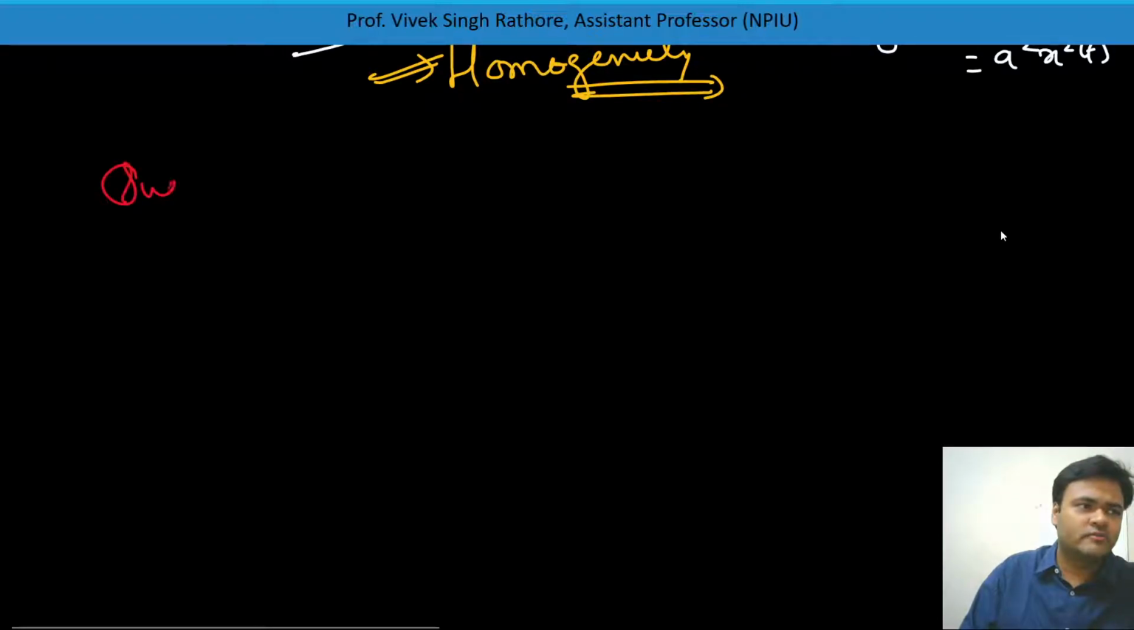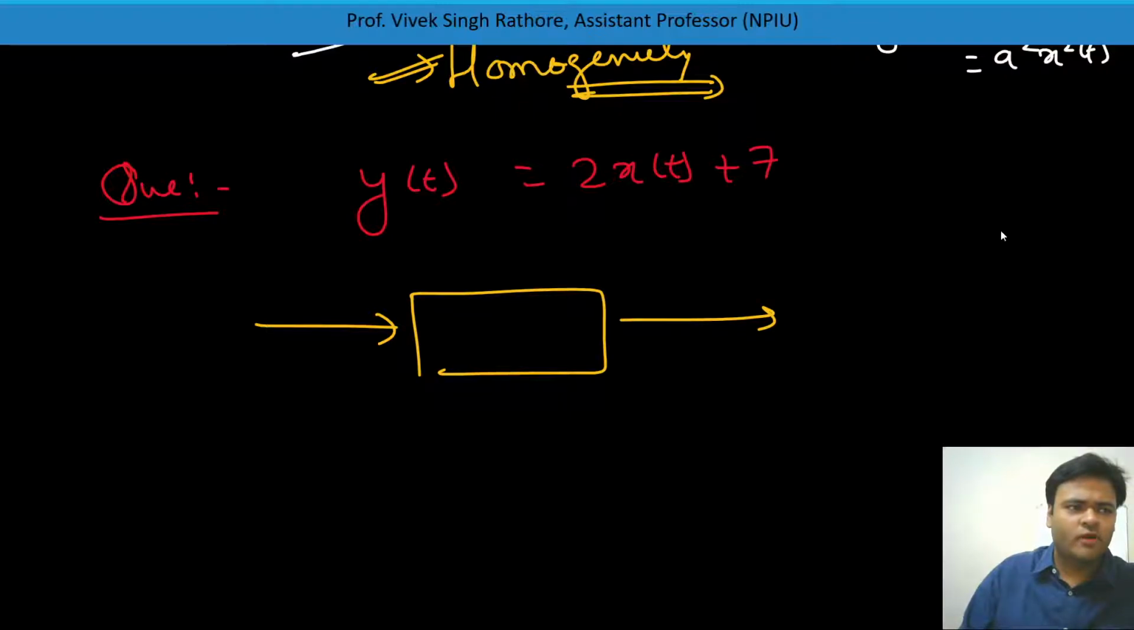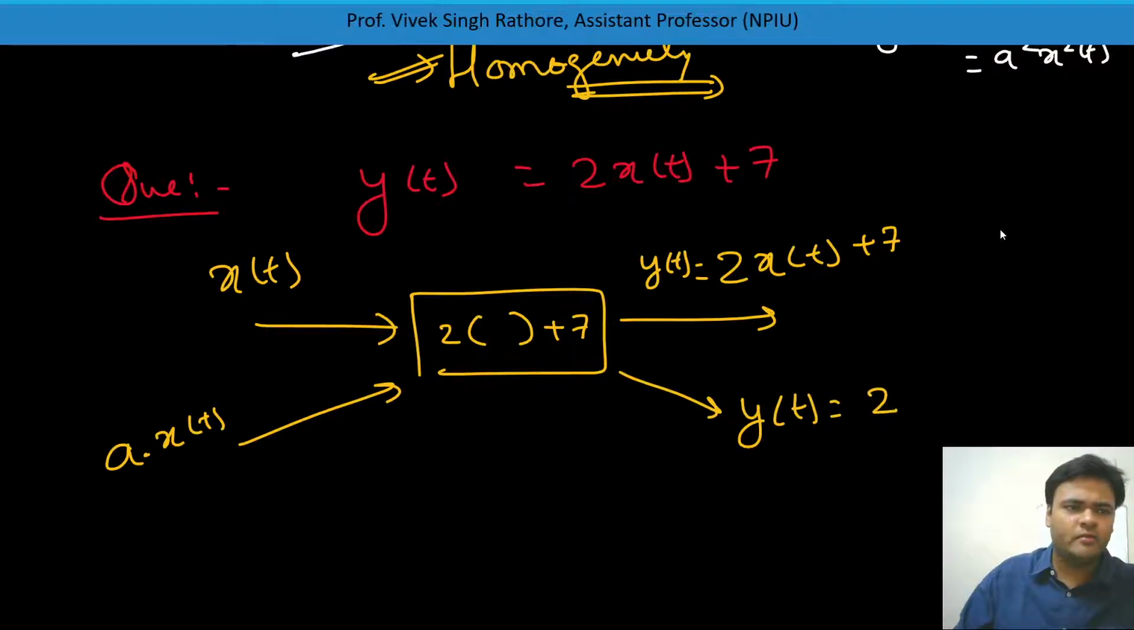So again, one question we'll take: y(t) is equal to, let's suppose, 2x(t) plus 7. Okay, so see, one system is there. What it is doing is, whatever input is coming, it is multiplying it by 2 and adding 7. So the output is 2x(t) plus 7. Now if you multiply a with x(t), it will again multiply 2 with the input and just add 7.